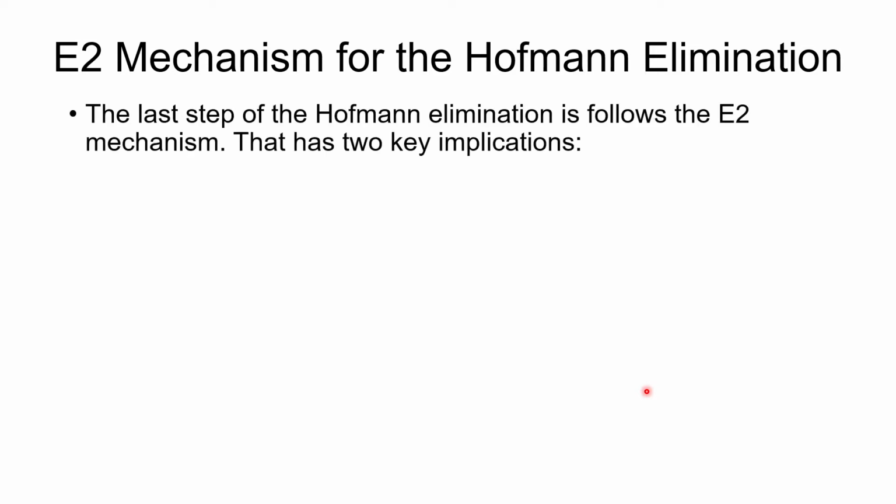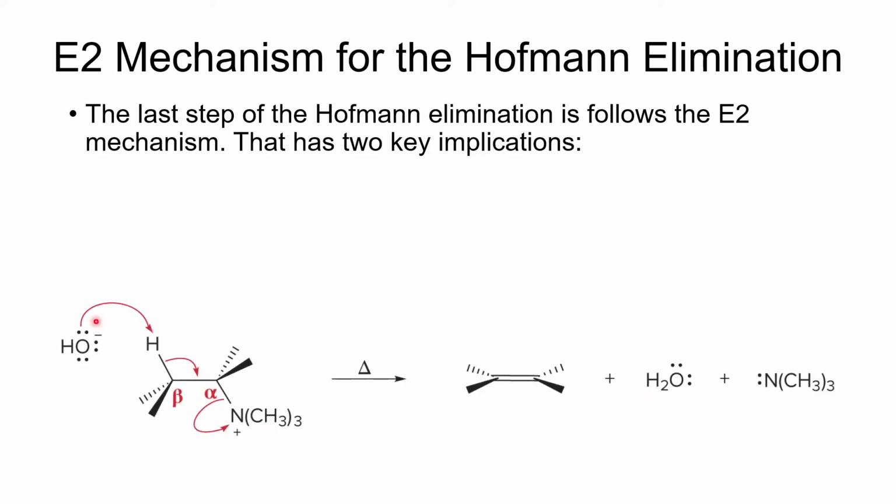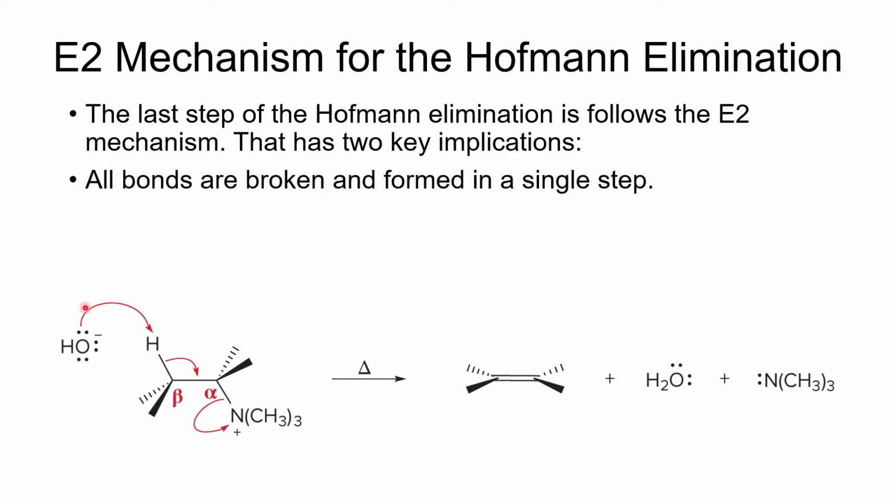All right, well, let's look at the mechanism. We're going to look at that last step of the mechanism a little bit more closely. It does follow the E2 mechanism. So that means that we're going to simultaneously make a new bond between oxygen and hydrogen to form H2O. We're going to break the bond between this carbon and hydrogen. We're going to make the new pi bond between the alpha and beta carbons here. And we're going to break the bond between carbon and nitrogen to give us this amine. So all of those happen in a single step. That's a simultaneous reaction. That's why it's considered an E2 reaction.